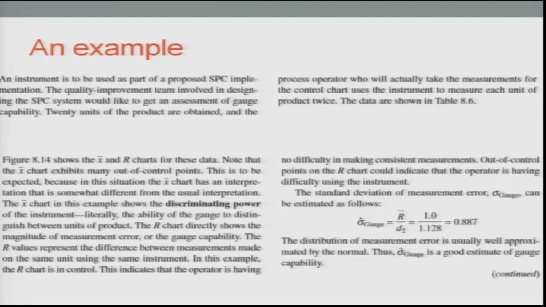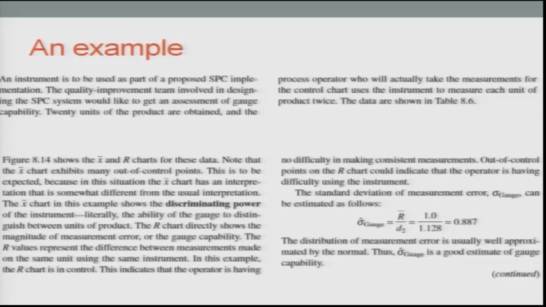Note that the X bar chart exhibits many out of control values. This is to be expected, because in this situation the X bar chart has an interpretation somewhat different from the usual interpretation. The X bar chart in this example shows the discriminating power of the instrument, which means the ability of the gauge to distinguish between the units of product. If there is an error, whether it comes from measurement error or gauge error, it has to be thought about and analyzed in depth.